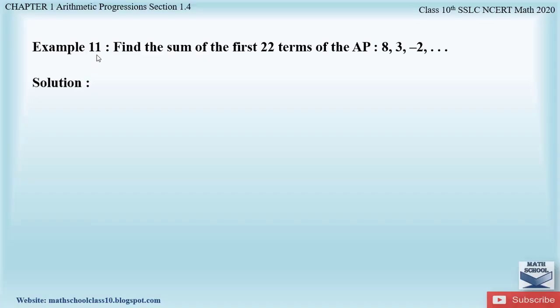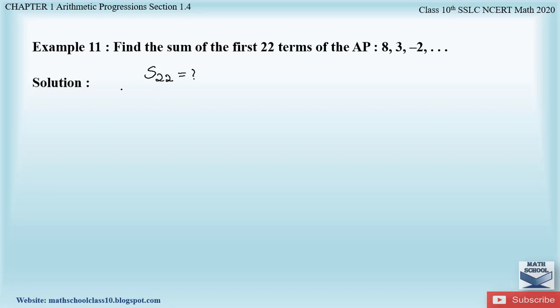So example 11, which comes under chapter number 1, Arithmetic Progression, section 1.4, says: find the sum of the first 22 terms of the AP given, that is 8, 3, minus 2 and so on. They are asking us to find the sum of the 22 terms for this given AP.